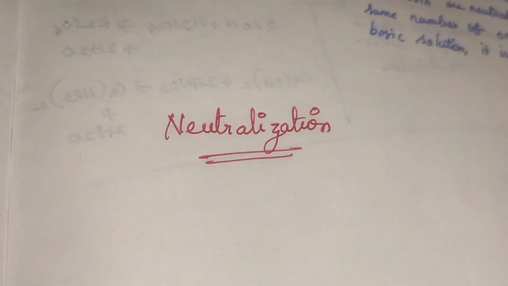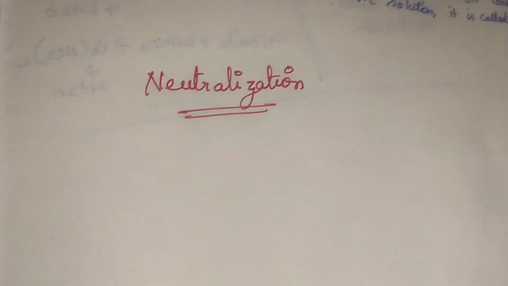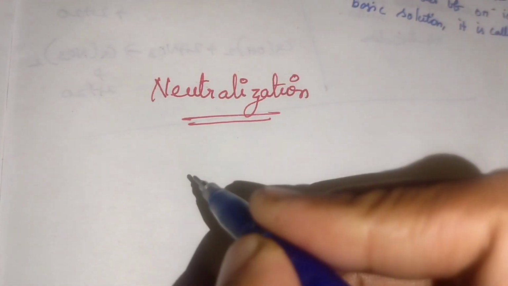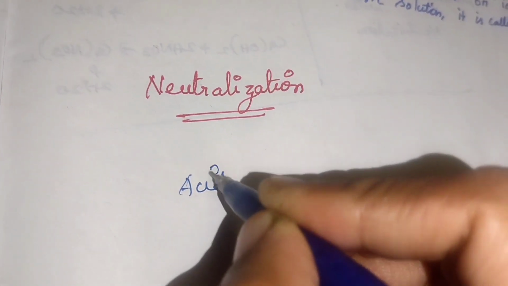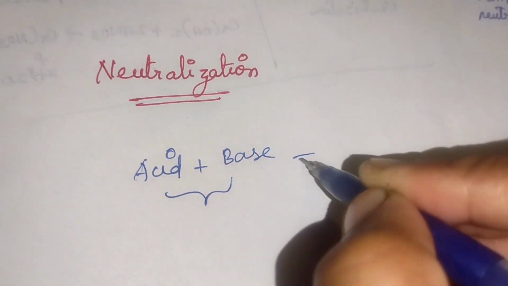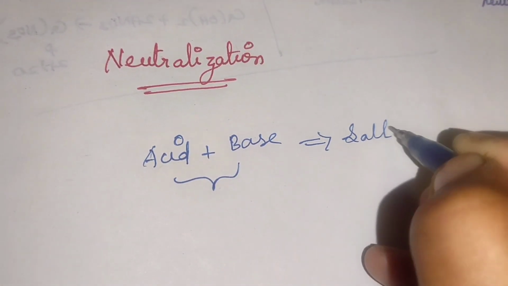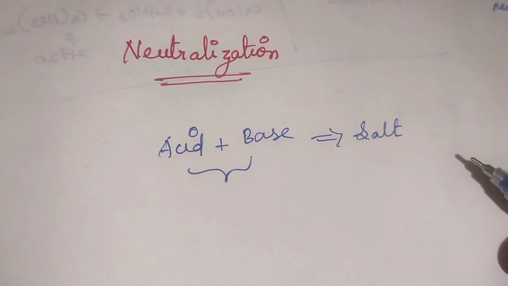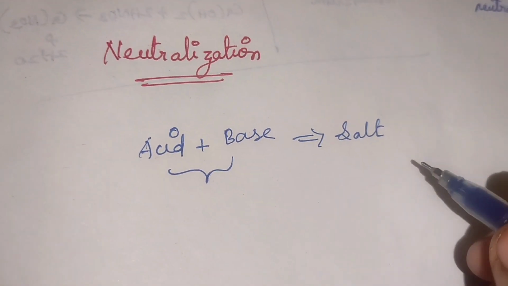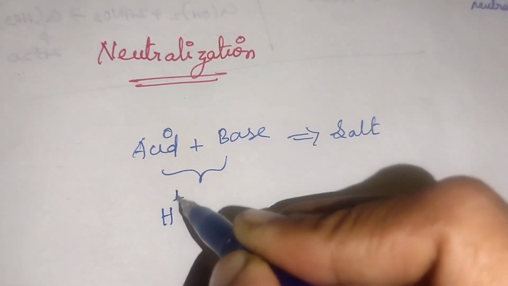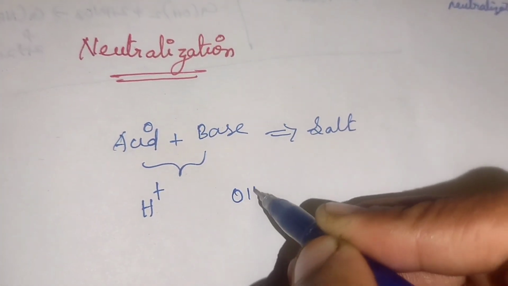And the next property is neutralization. The topic name is the neutralization process. What is meant by the neutralization process? When acid and base react with each other, they yield salt as the product. So this process is known as the neutralization process. Why is it called neutralization? Because this acid contains H plus ions and this base contains OH minus ions.